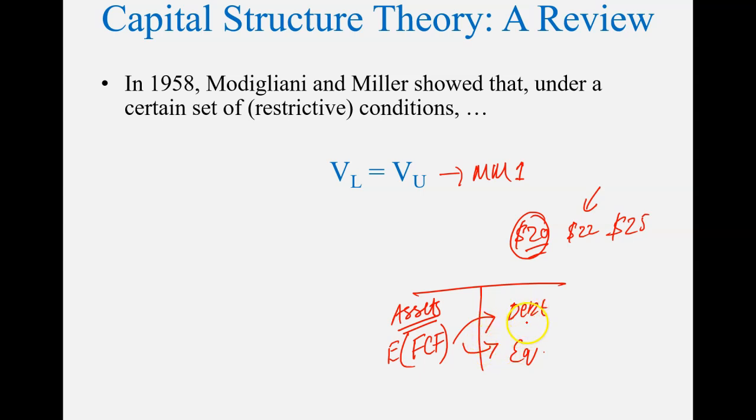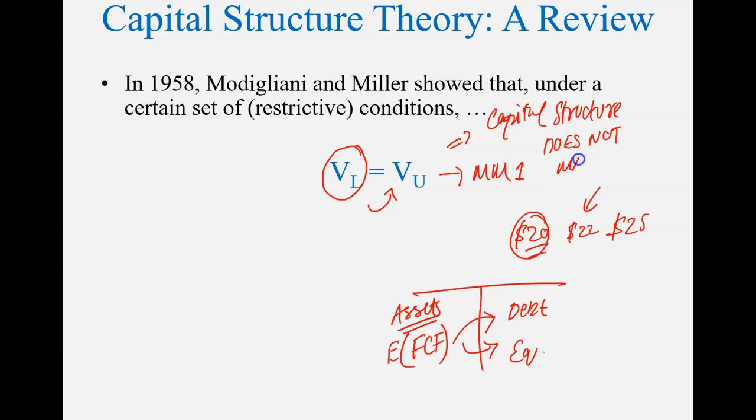Well, cutting it into different pieces shouldn't really make the assets more or less valuable, right? Capital structure is more like cutting the pizza, but what gives value to the pizza are the ingredients, much like what gives value to the firm and the assets are the expected financial cash flows, which is why they were saying that the value of the levered firm would be the same as the value of the unlevered firm. This is known as MM1, and this is also tantamount to saying that capital structure does not matter.